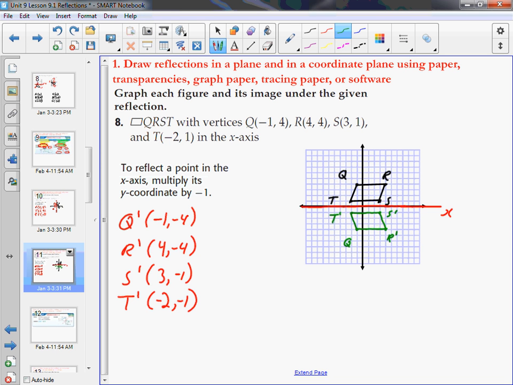And remember to use a straight edge when you're making your segments. And see if you ended up with something about like what I have. And keep in mind, if we make a segment connecting, let's say, R and R prime, that segment will be perpendicular to the line of reflection, and the distance from R to the line of reflection will be the same as the distance from R prime to the line of reflection. That'll be true for every one of those pairs of corresponding points.